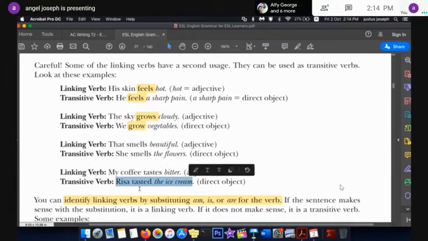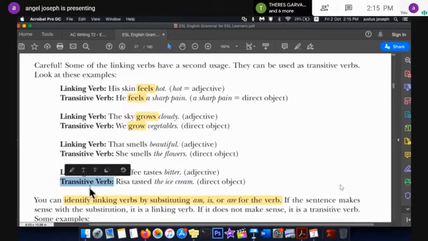Next sentence, "Risa tasted the ice cream." Here we are not talking about a condition, but we are talking about an action. Somebody did an action. So anything that describes an action is called a verb. What we have learnt till now is that we would break it down and rather call it a transitive verb, because they will mostly have a direct object with them.